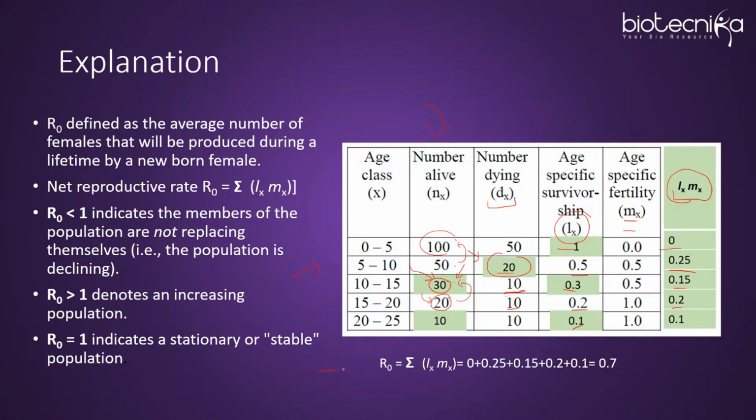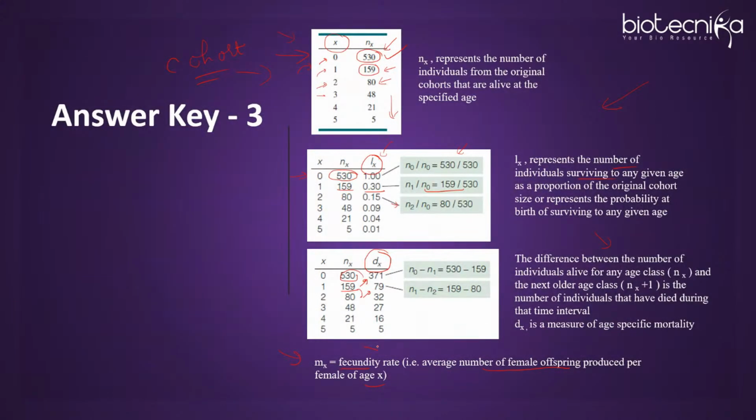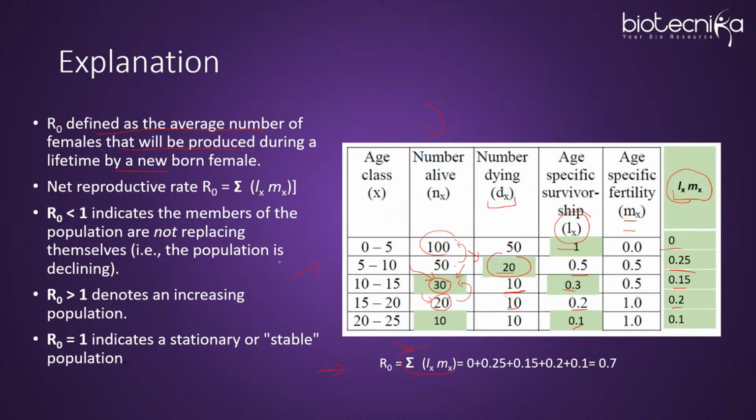And then the final step will be, we have to take the total of all the values for Lx and Mx. So this is summation of Lx, Mx. This is our reproductive rate. So this is defined as the average number of females that will be produced during a lifetime by a newborn female. Why? Because remember, Mx, fecundity rate, was the average number of female offspring produced per female of age X. Okay, so this is the reason I had mentioned that if you are clear with the concept, if you know the formulas well, only then you must select these kinds of questions.